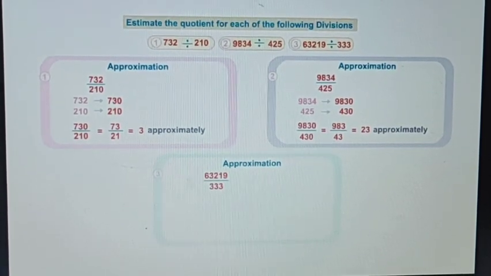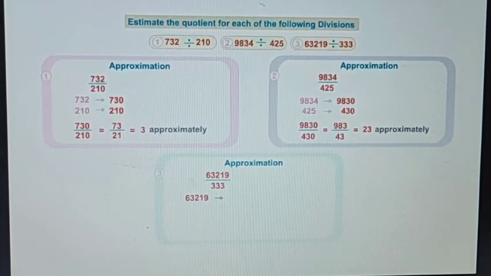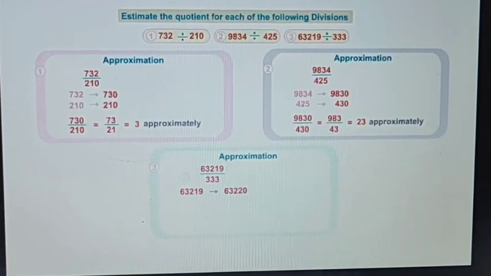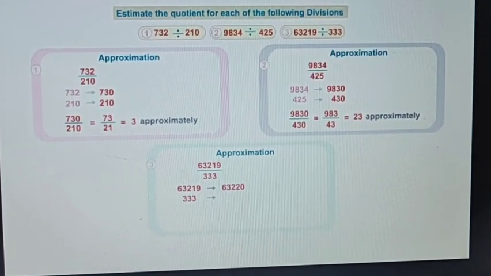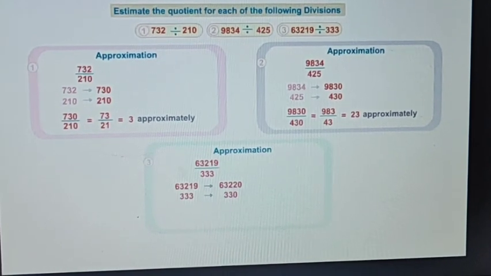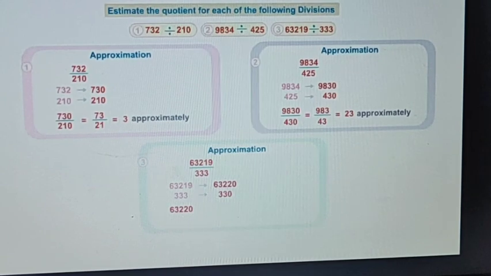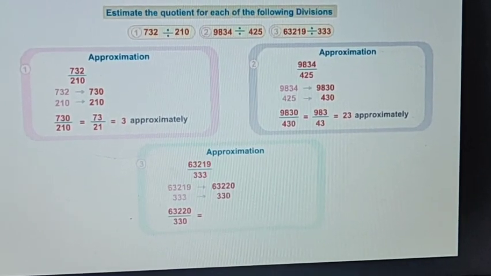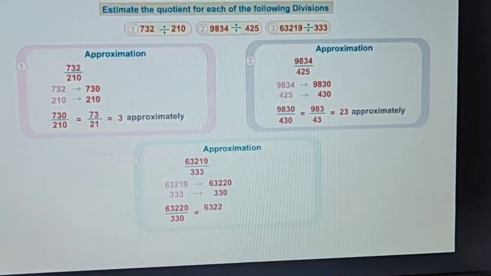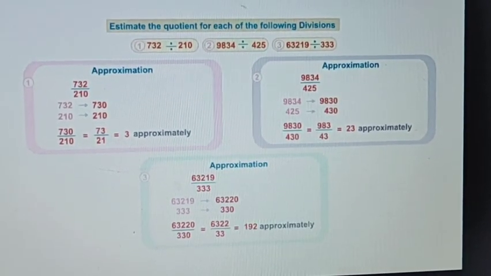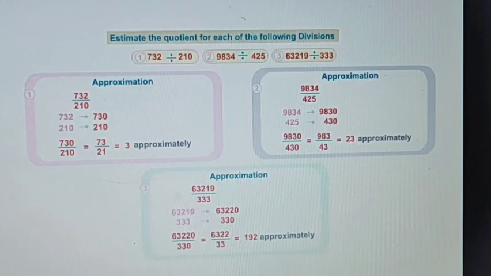63,219 divided by 333. 63,219 is rounded to 63,220. 333 is rounded to 330. Therefore, 63,220 divided by 330 gives 6,322 divided by 33. So the quotient is 192 approximately.